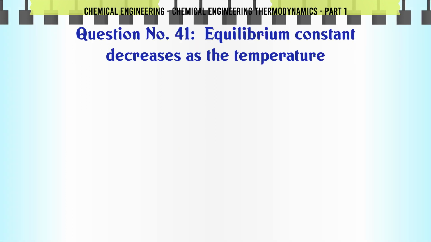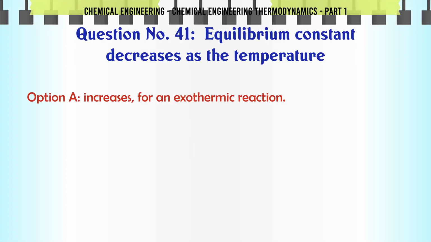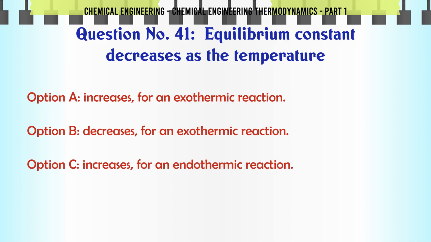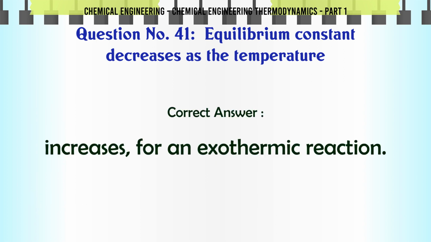Equilibrium constant decreases as the temperature A. increases for an exothermic reaction. B. decreases for an exothermic reaction. C. increases for an endothermic reaction. D. None of these. The correct answer is increases for an exothermic reaction.